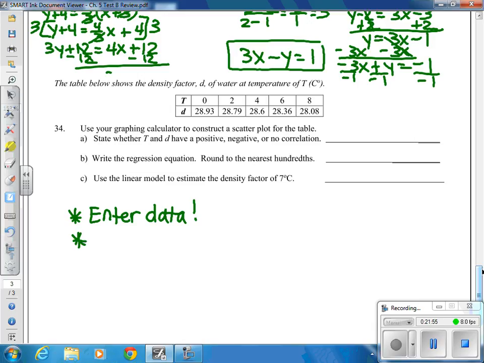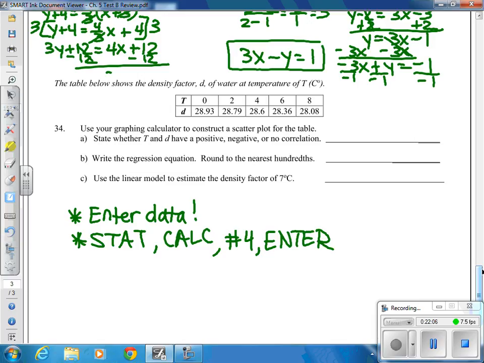The second thing you will need to do is go to those 4 buttons, Stat, Calc, number 4, and enter until you get to an equation that has values. Right? And then you need to round always to the hundredths place. Never will we round to anything shorter. Right, so for part A, it asked you to state whether it has a positive or negative or no correlation. I'm going to skip over that one because once you answer letter B, then you can go back and answer letter A very quickly.